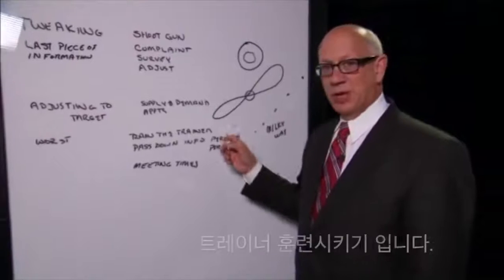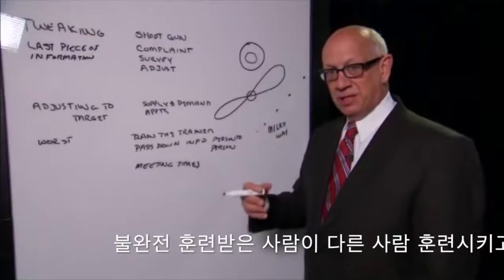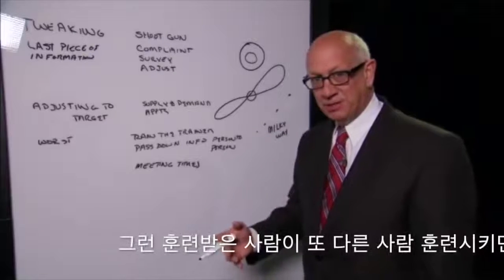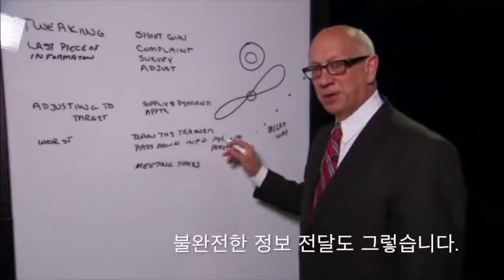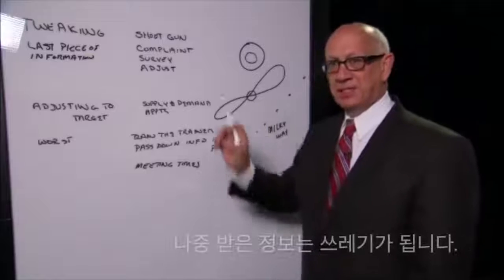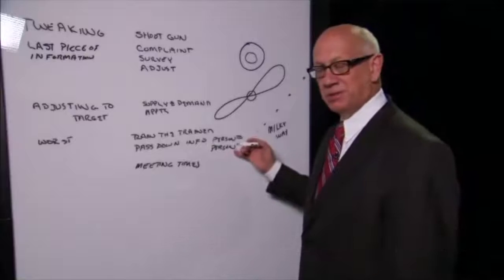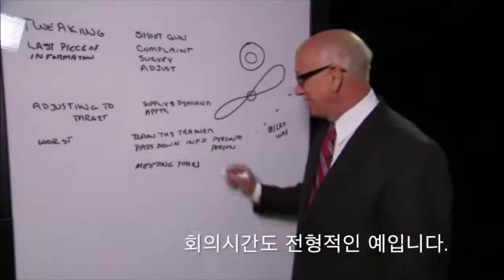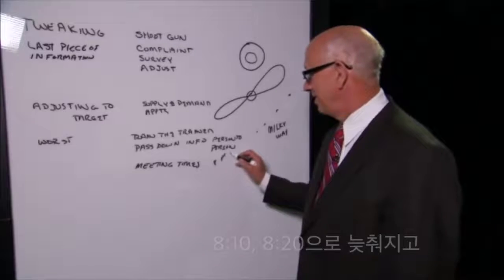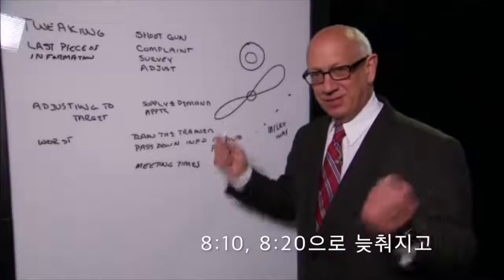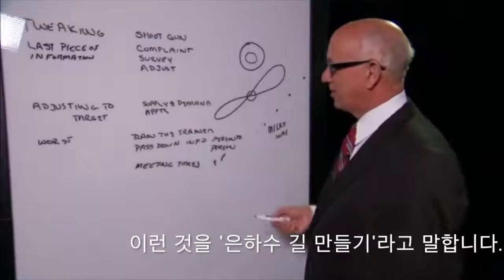Some examples of this: train the trainer. You train somebody, that person is trained, they don't get it all, they train someone else. They train someone else, and soon it's off to the Milky Way. Passing down information. Think about how you do management. I tell someone, they tell someone, they tell someone, and then we wonder why the message gets into garbage. Classic is meeting times. You say, well, we'll start at 8, and nobody's there at 8. And so then you start at 8:05. Then it could be 8:10, 8:20, so finally you don't even have to have a meeting because people will be so late. This is called shooting for the Milky Way.